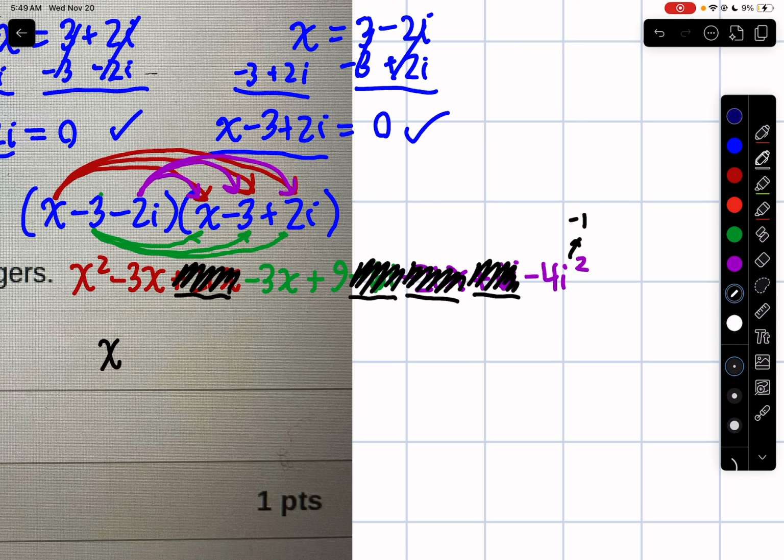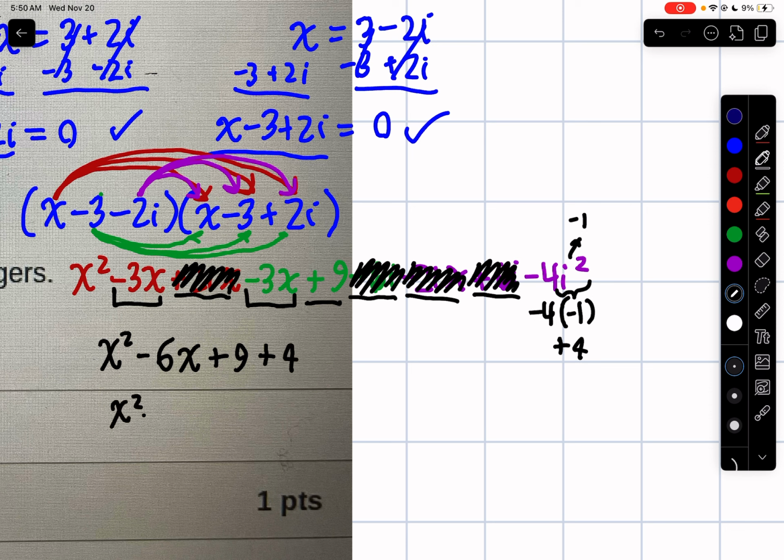So I've got my x squared. I've got my negative 3x and my negative 3x, which make negative 6x. I've got my plus 9. And here, negative 4 times negative 1 will give me a plus 4. So plus 4 on the end. So x squared minus 6x plus 13 is my standard form.